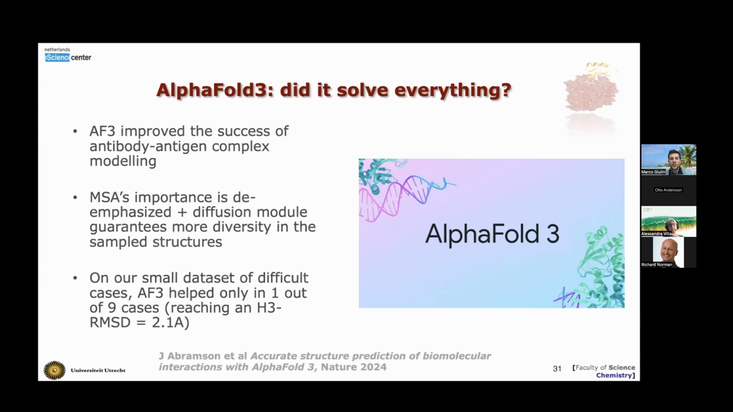This is very useful for antibodies, where we saw that the MSA is not really relevant, and diffusion can be important to have more diversity. But on our small dataset of very difficult cases, AlphaFold 3 actually helped only in 1 out of 9 cases, and it reached an H3 RMSD of 2 angstrom, so not really an impressive value. So did it solve everything? No, it's a major step forward for sure, yes.